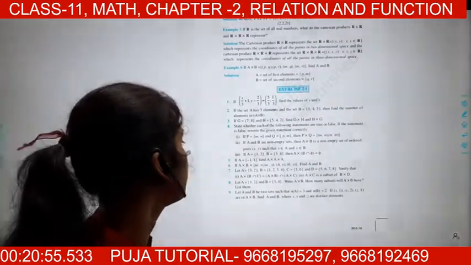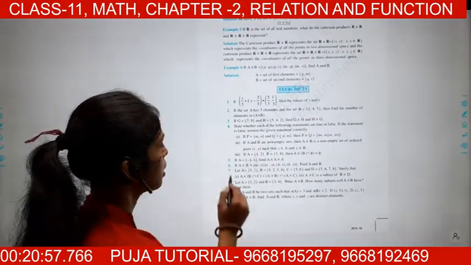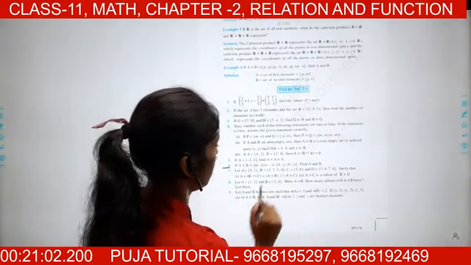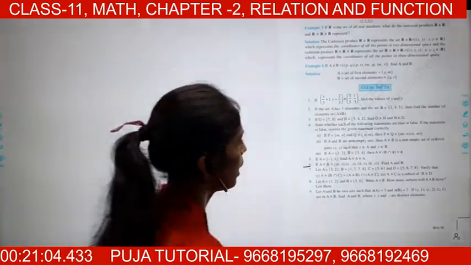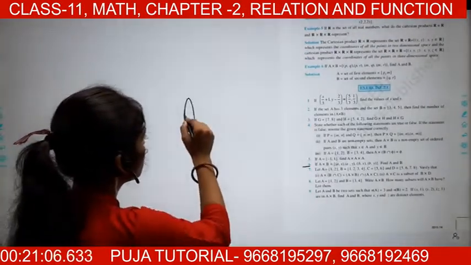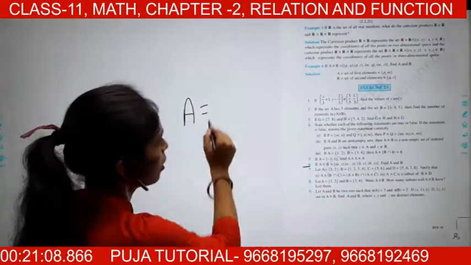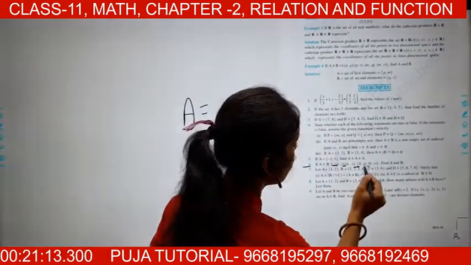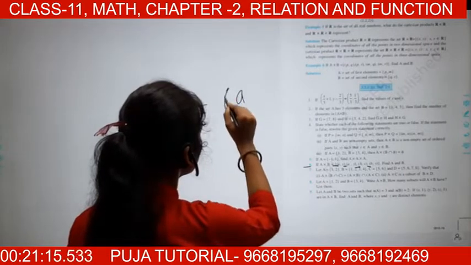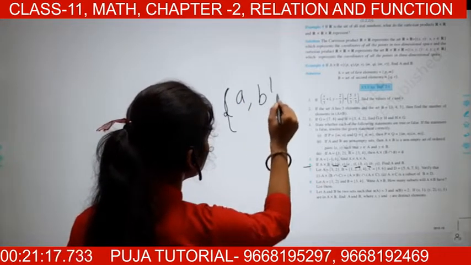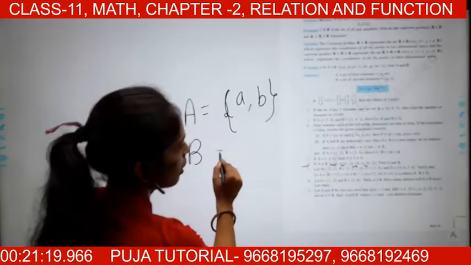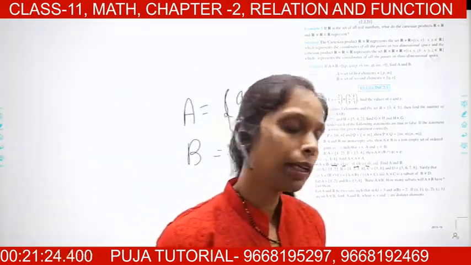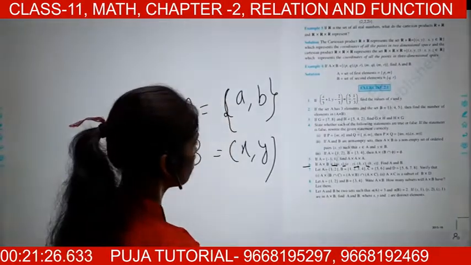Okay, now let us take another example. Question number 6. If A cross B is equal to this, then you know that A and B will be what? A will be the first element of the ordered pair, meaning A and B. And B will be X and Y.